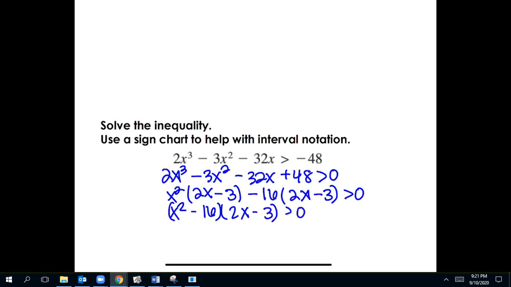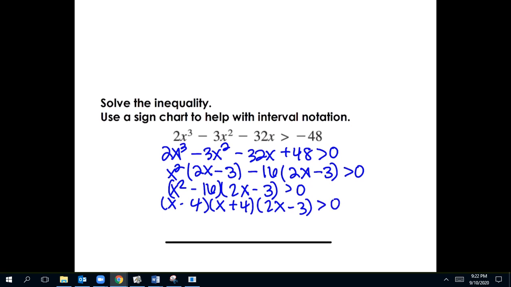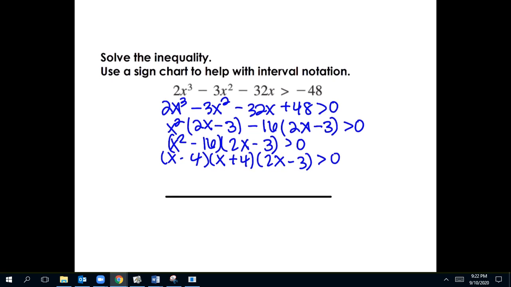And finally, we can factor that last one a little bit more. So we take each of these factors and find when they equal 0, which will be our critical values, and we want to put them in order. So I'm going to do -4, 3/2, +4. And so that's our number line.